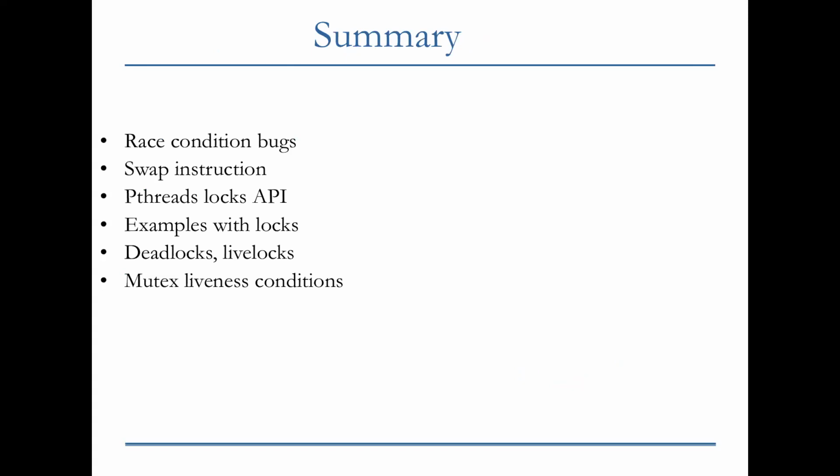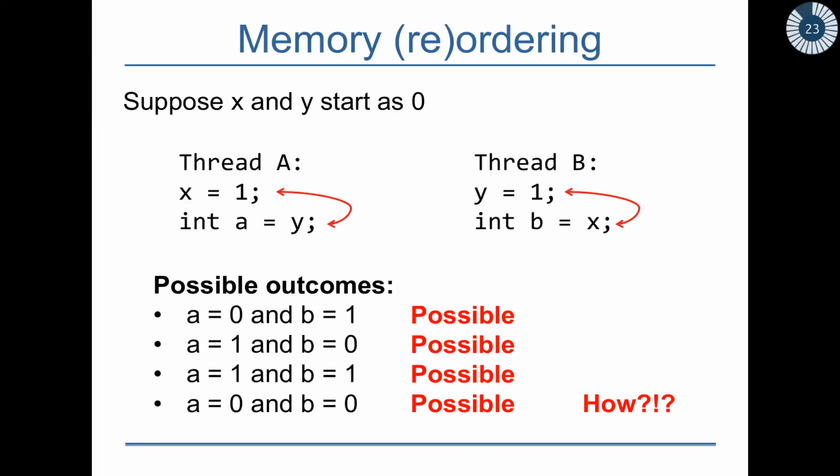So far today we covered race conditions, bugs, swap instruction, pthread locks, examples with locks, deadlocks, livelocks, and mutex liveness conditions. Let's actually go back to our example. Some of you asked why we need to get a lock while we are reading something and so on, right? So let's take a look at this example of when memory reordering can happen.